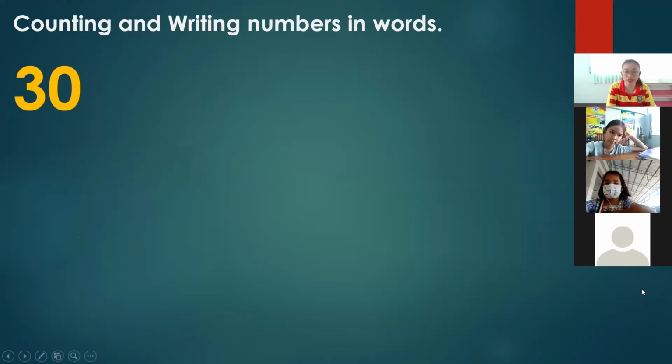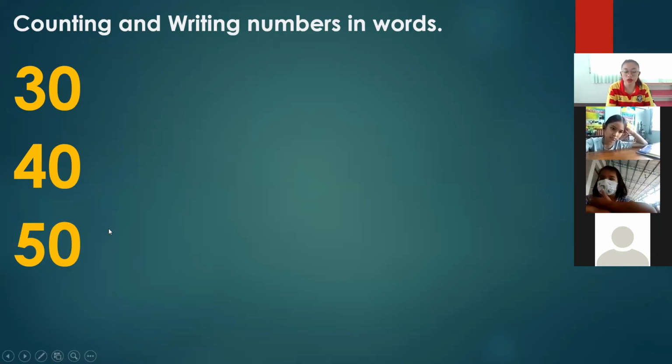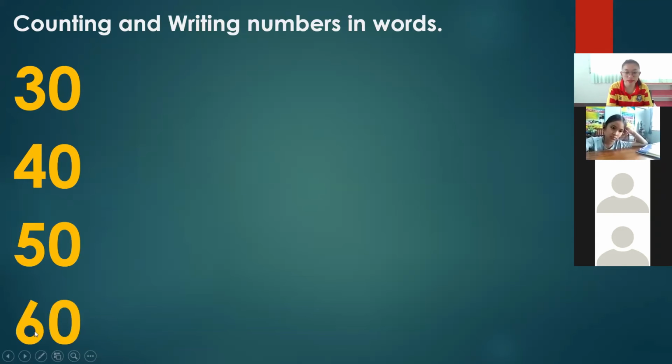30. Again? 30. Very good. Next. 40. Very good. Next. 50. Again, one more time, please. 50. Okay, very good. Next is 60. 60. Very good. So how do we spell 30?